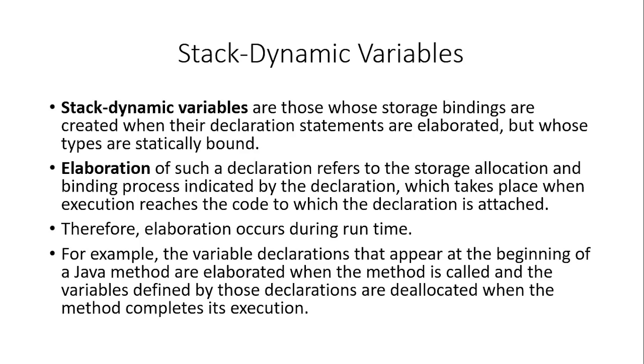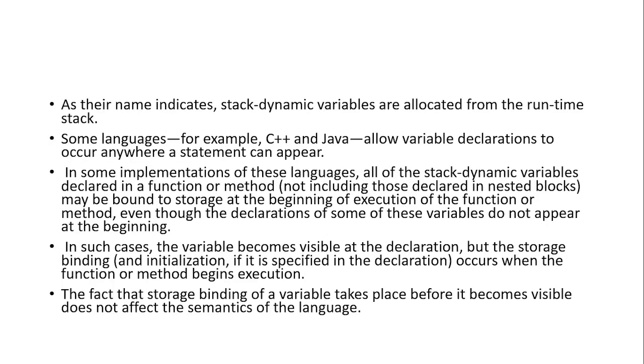Suppose we have variable declarations that appear at the beginning of a Java method. They are elaborated. What is meant by elaboration? We have the storage allocation and the binding process, and they are known as elaboration. When the method is called, all these declarations are elaborated, and when the method completes its execution, the variables defined by those declarations are deallocated. As their name indicates, stack dynamic variables are allocated from the runtime stack.